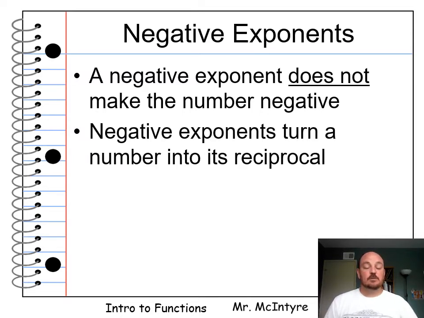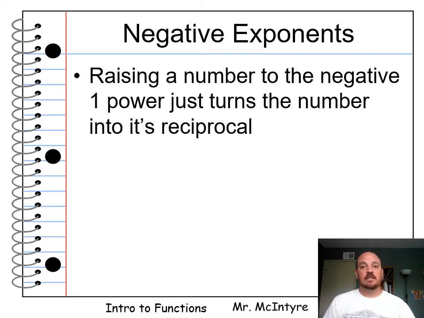So what a negative exponent actually does is it takes that number and it turns it into its reciprocal. So let's start off with just -1, because that's really the easiest negative exponent to work with. If you have a -1 for your exponent, then it just takes whatever that number is, it turns it to its reciprocal, and you just stop there. That's the answer. So here's a couple examples.